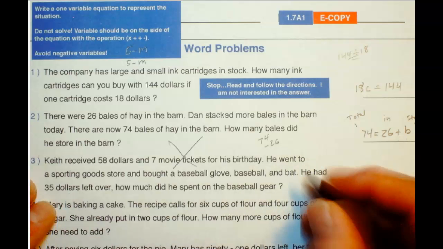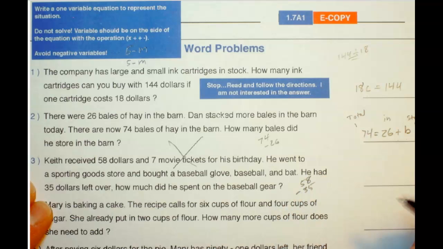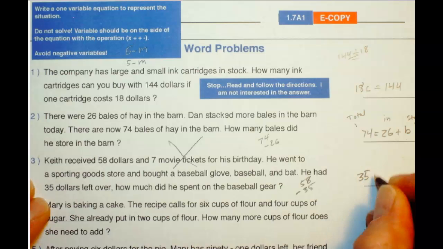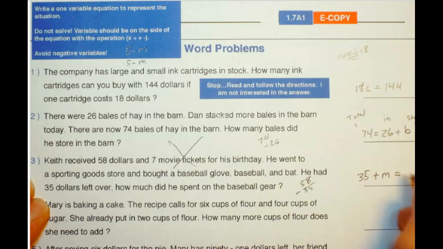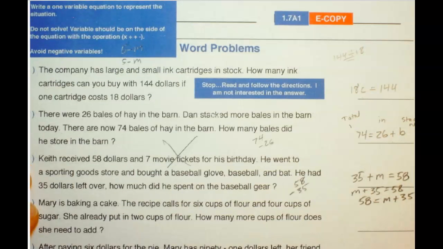So to find out how much he spent, I would do 58 minus 35. So that's subtraction. So I have to write this with addition. So I'm going to take the $35 left over plus the money he spent on equipment. I'm going to use plus the money. And together that equals $58. Now, this is a good equation. You might have written it as m plus 35 equals 58. My first inclination was to write it 58 equals some money he spent plus the $35. And again, you can rewrite this in a number of different ways. All those are very good answers and acceptable.